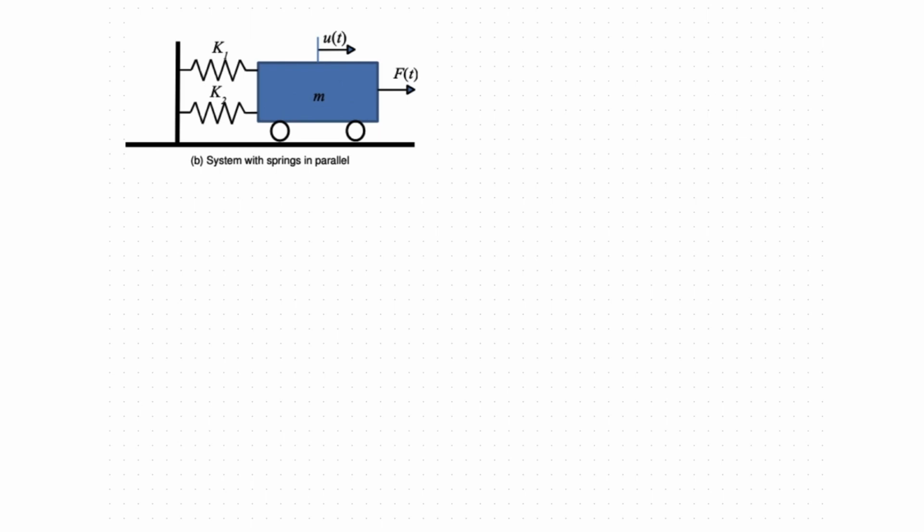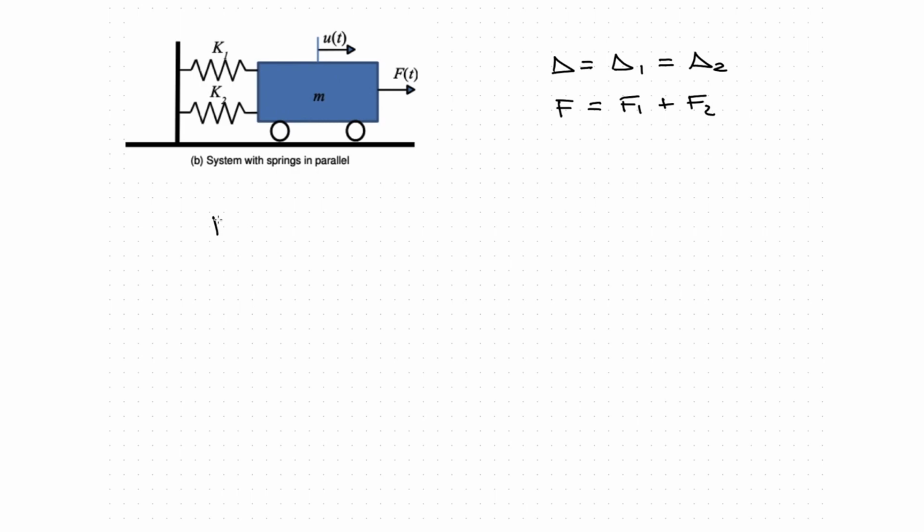In the case of a system in parallel, both the springs 1 and 2 will necessarily elongate by the same amount, and therefore the total delta will be equal to delta 1, which will be also equal to delta 2. By the same token, the total force F will be the summation of the forces in spring 1, F1, and spring 2, F2.